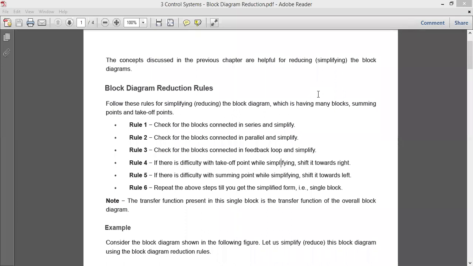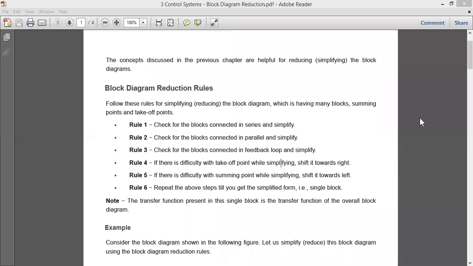Okay, sir. So why I have shown that figure is just to give a justification to rule number 4 and rule number 5, and you can repeat all the rules 1, 2, 3, 4 and 5 till you get a single block. So rule 4 and 5 are important. Make your takeoff point as possible as towards the right side, and make your summing point as possible as towards the left side, and go on reducing and reducing.